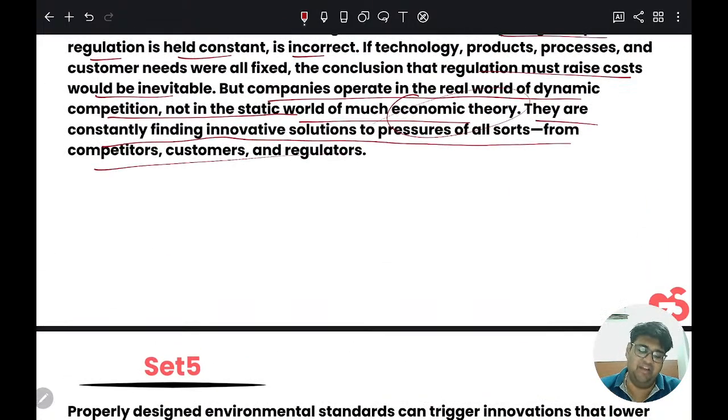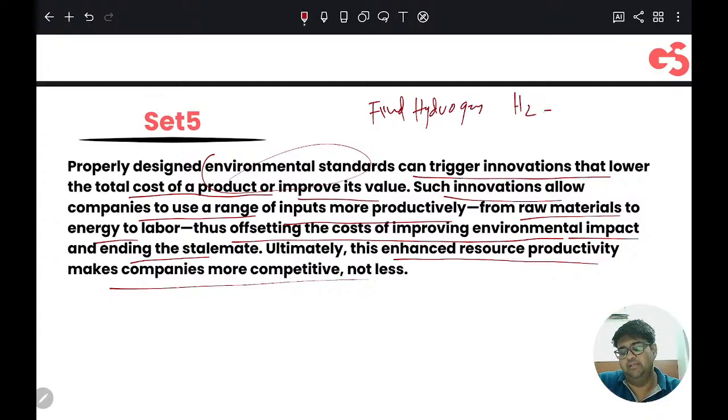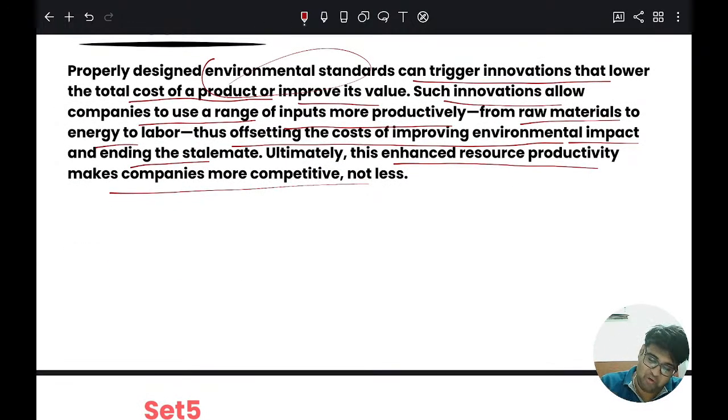Ultimately, this enhanced resource productivity makes the companies more competitive, not less. Now, what are they saying? That when I do all this, my cost will increase. That was something they were saying. But here, what happens is that if the environmental standards are properly designed, then the innovations would improve. Let's say tomorrow we find a hydrogen car, where the only byproduct of the combustion of hydrogen and oxygen is water. Of course that is a very good thing, and such innovations allow the company to grow higher. It is not a trade-off. So this enhanced productivity makes the companies more competitive, not less.